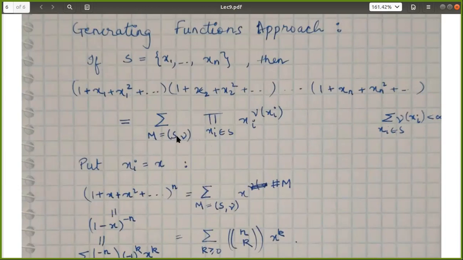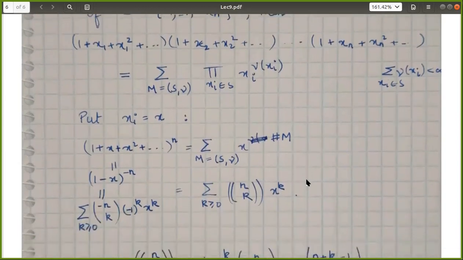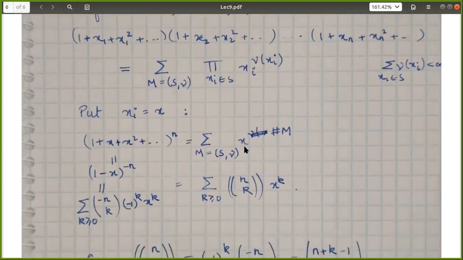So how many elements are there in M is the power here, right? Yes, ma'am. But this I know: how many multisets are there? N multi-choose K, x raised to K. So K running from 0, N multi-choose K, x raised to K is this number.